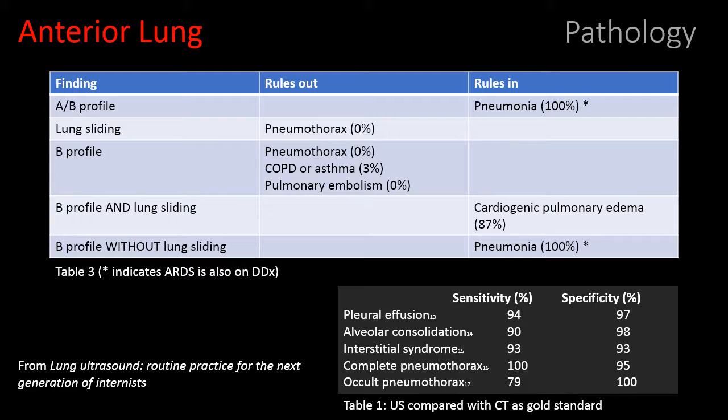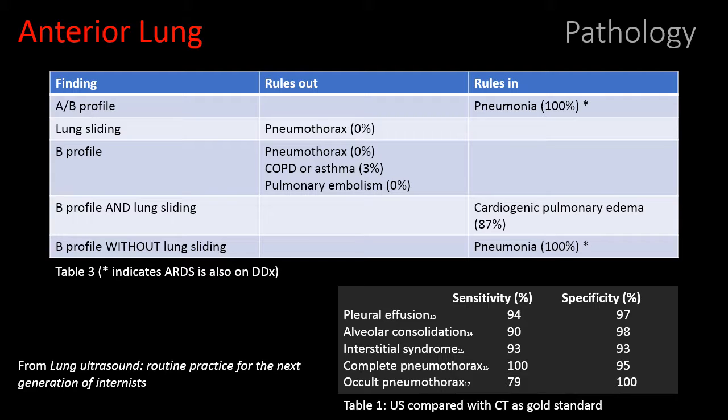So with the lung, kind of putting things together when you're looking at lungs, you have A lines and B lines, and A lines and B lines can tell you how wet or dry your lung is. If you have more A lines, you're thinking drier lung. If you have more B lines, you're thinking wetter lung. So these can rule in pneumonia when you have lots of B lines and no A lines, pneumonia or ARDS.